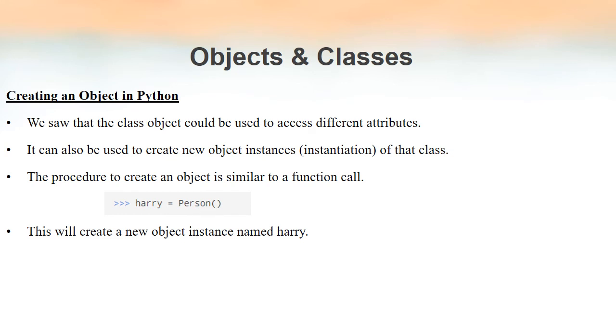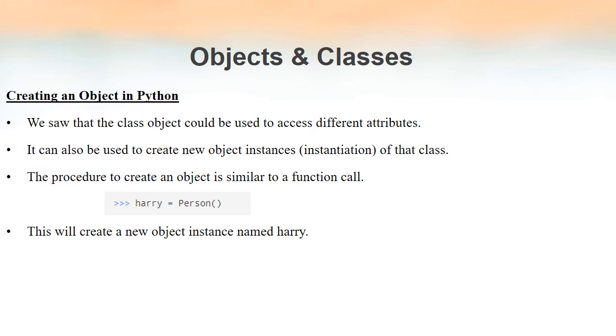Just now we saw how to use the class name to use the variables or methods inside the class. We can use the class name to create objects also. That process is known as instantiation, and as you can see, the procedure to create an object is similar to a function call. So in this example we are going to create an object of class person.